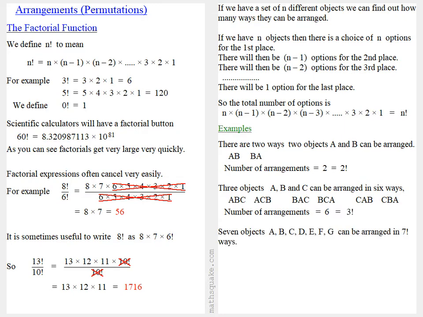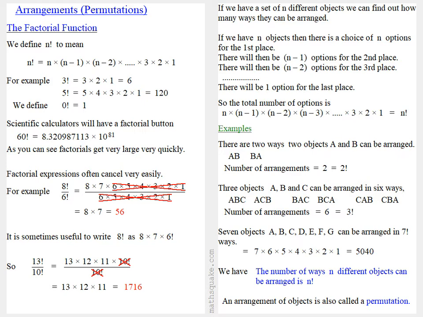7 objects, A, B, C, D, E, F and G, can be arranged in 7 factorial ways, which is 7 times 6 times 5 times 4 times 3 times 2 times 1, which is 5040. So we have the number of ways n different objects can be arranged is n factorial. An arrangement of objects is also called a permutation.